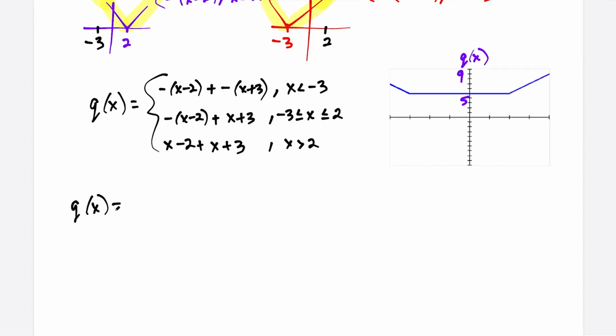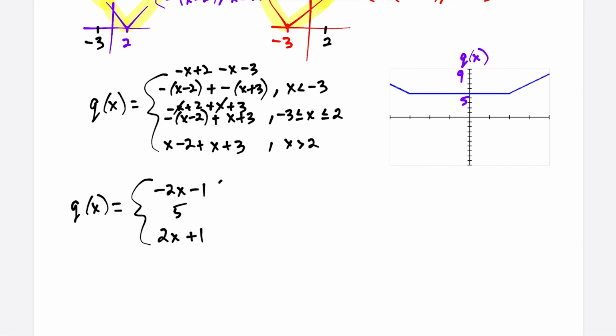So q of x here we could simplify, and this is going to work out to, this part will be negative x plus 2 when we distribute the negative, and then this part here would be minus x minus 3 like this. So we have minus x is minus 2x, and then we have 2 minus 3 is minus 1. And then for the middle row here, notice we're going to have minus x plus 2, and then we're going to have plus x plus 3. And notice that minus x plus x is going to cancel, and we'll just be left with 2 plus 3 is 5. And then for the last row here, we have x plus x is 2x, and we have negative 2 plus 3 is plus 1.